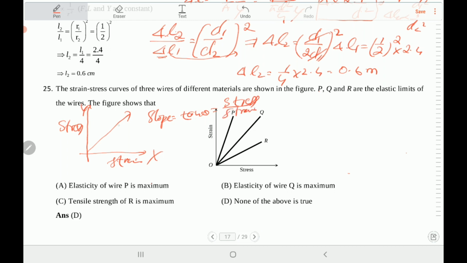Why? If you construct a triangle to this line, the stress strain curve, this is the change in strain. This is the corresponding change in stress. Tan theta is opposite by adjacent. On the opposite side you have stress and on the adjacent side you have strain. And stress by strain is the modulus of elasticity. For a wire it is Young's modulus. So Young's modulus is tan theta, stress by strain. The material which has more stress is more elastic. That is the idea.